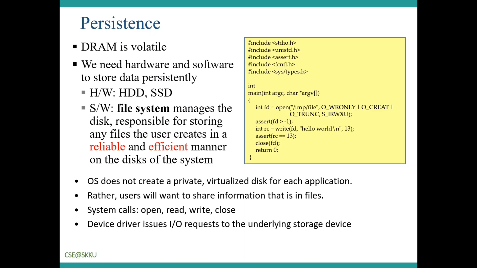The third big topic in operating systems is persistence. Data in memory doesn't last. Devices like DRAM are volatile, which means once the power goes out or the system crashes, everything in memory is gone. That's why we need both hardware and software that can store data persistently. This kind of storage is super important since users really care about keeping their data safe.